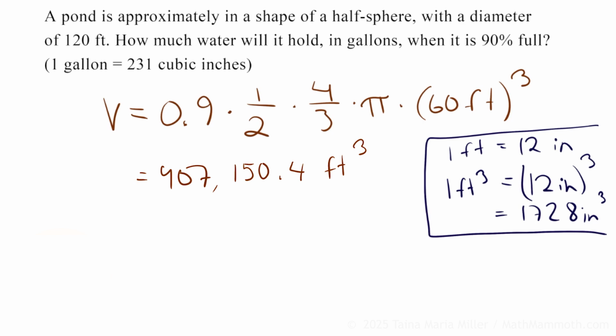So multiplying those two gives me something like 703.5 million cubic inches. But then I will divide that by the 231. And here we get it in gallons. It's over 3 million gallons.